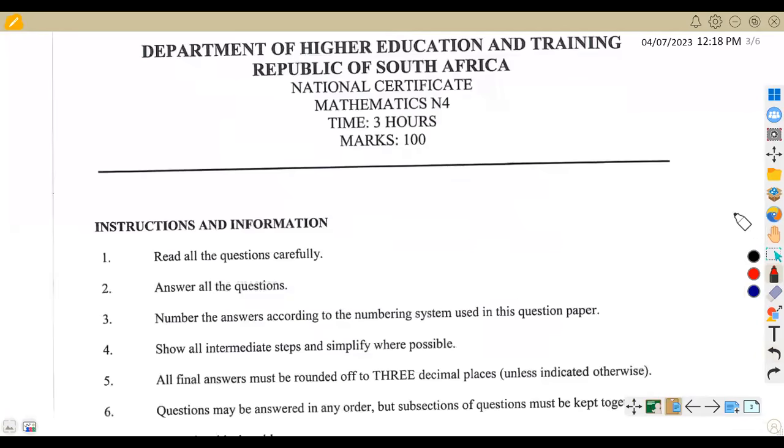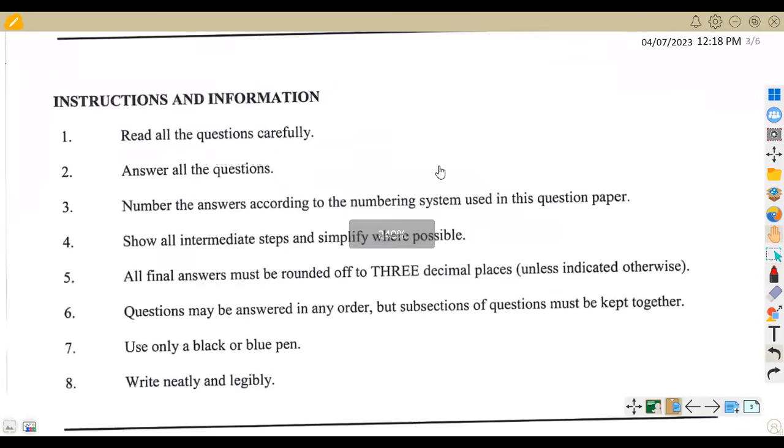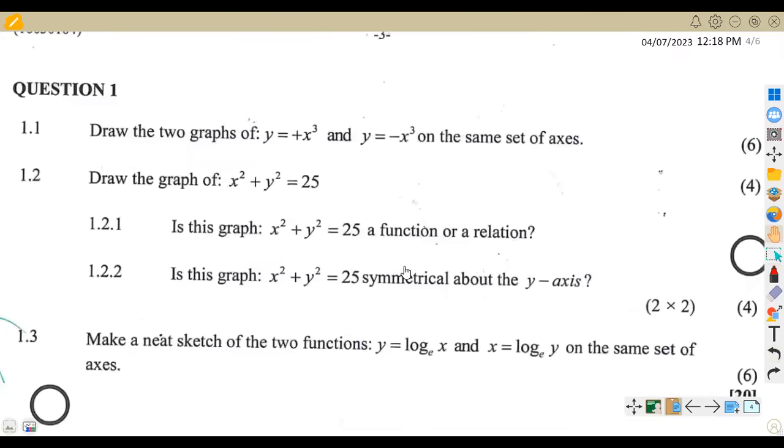So the first part, we were given our instructions, information. The most important part is you're supposed to answer each question on each part of the paper, and also give your answers to 3 decimal places unless indicated or stated otherwise. All right. The first part of the question, very sorry for how this question paper looks, but okay, I hope we can properly see what is given.